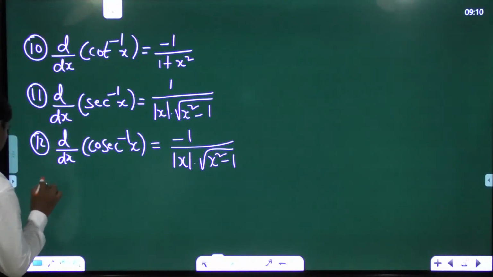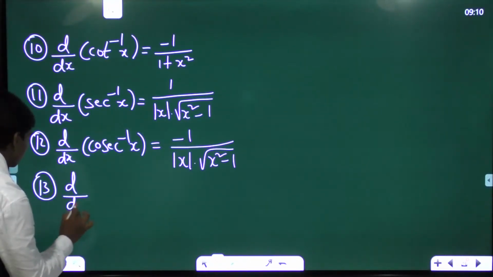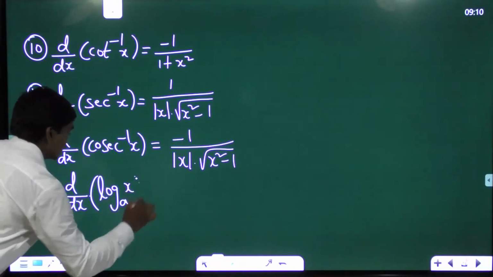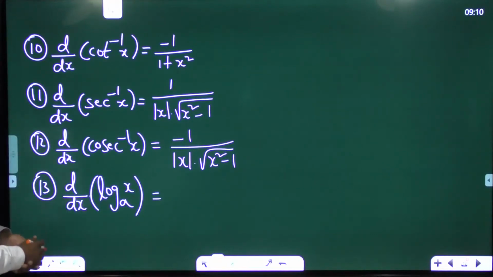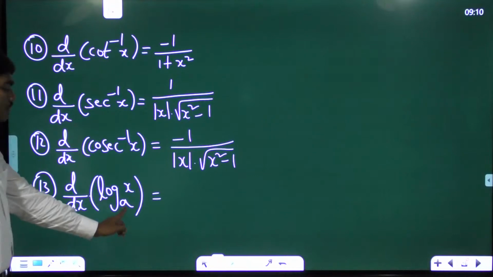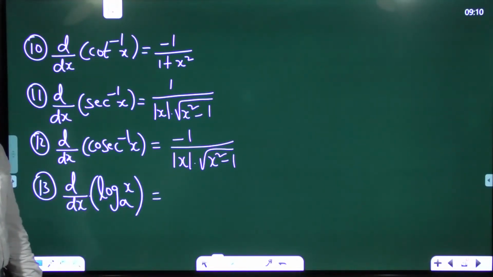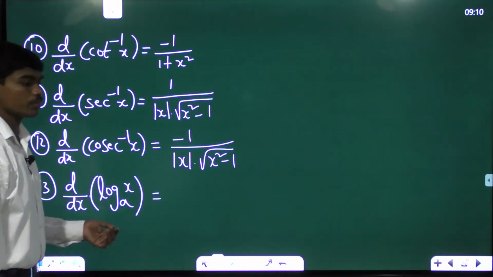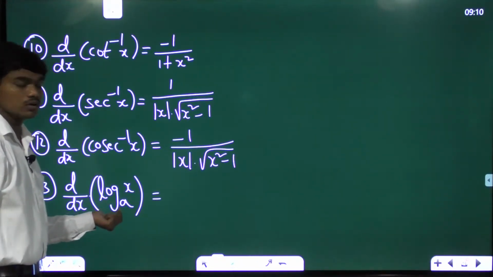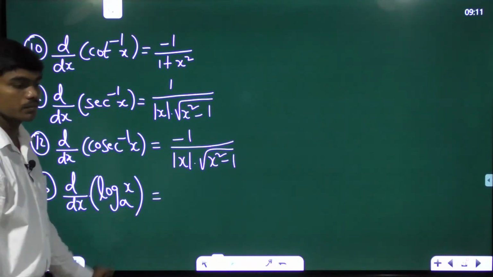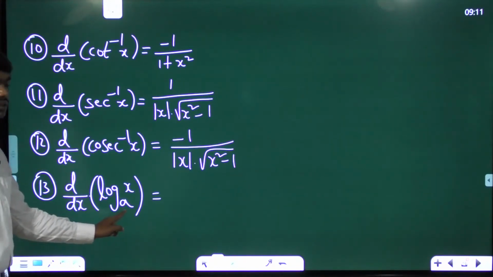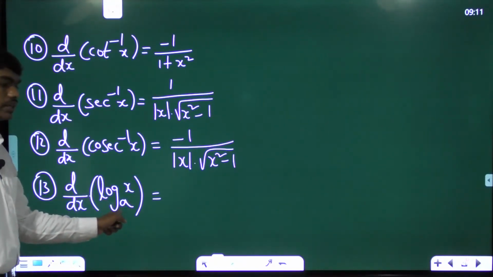Now, if I ask you d by dx of log of x to the base a, what could be the answer for this? And make a point clearly, there's a base a here but not e. Okay, so now write the answer by noting this point. Log x to the base a, it's not e. Please make a note and tell me the answer. 1 by x, yeah, that's what I told you. This is not e, it's a here. It's not a natural logarithm. You have a different base sitting here.